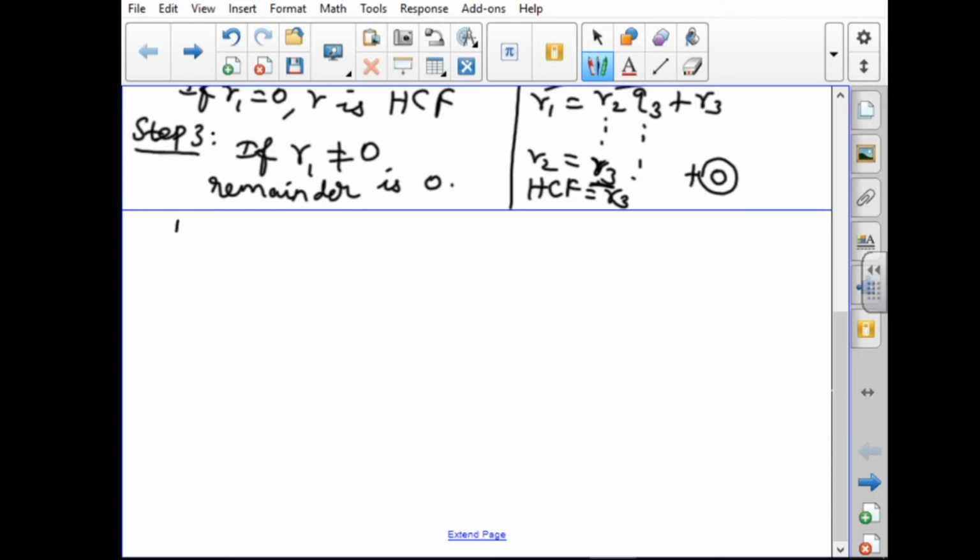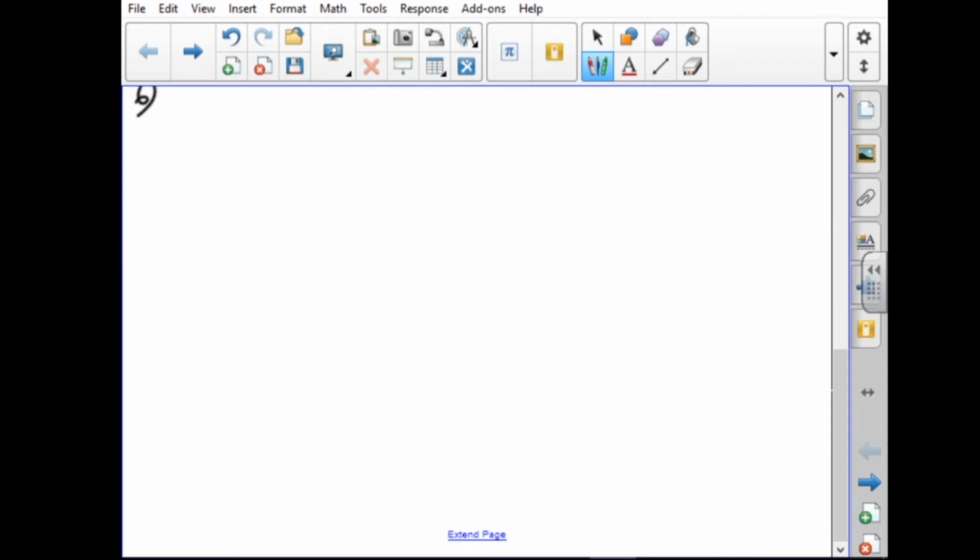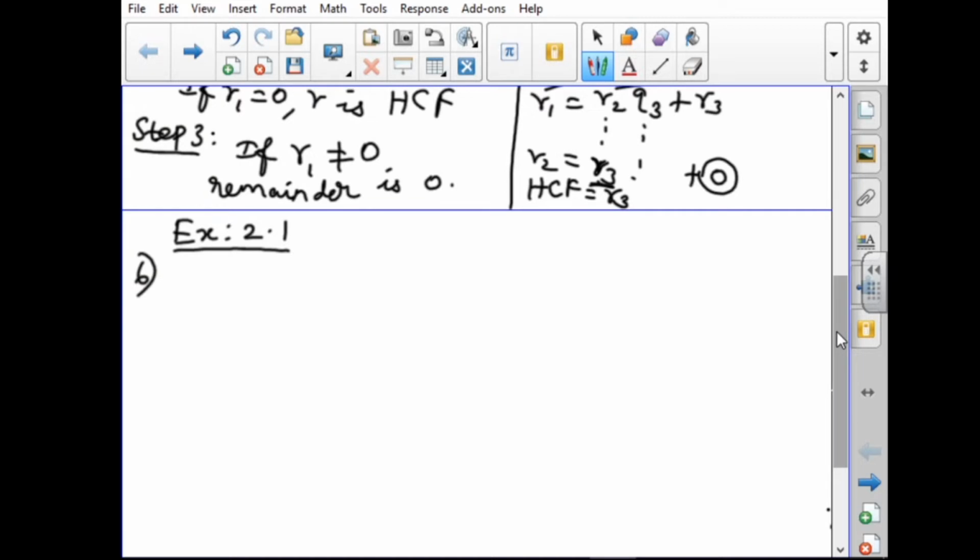Exercise 2.1, sixth problem. Up to 5 sums we saw about that lemma. In the sixth one we have to see about that algorithm. We have to see about the algorithm.